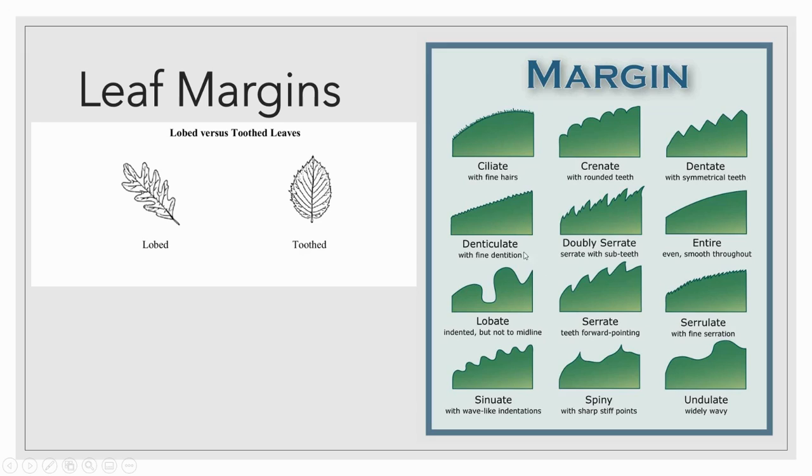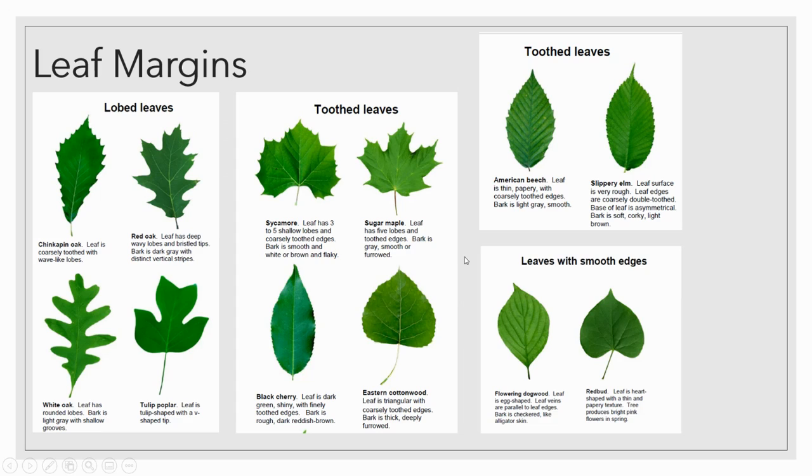So if you can make connections with some of these words to other things that you might know about, I think it'll make remembering these terms a little bit easier moving forward. That way you don't get things mixed up. So if you can make a connection with something that you know about to one of these definitions, I think it'll make your life a little bit easier. All right, so here's some more leaf margins. Here are some actual examples of leaves that have these different edge treatments.